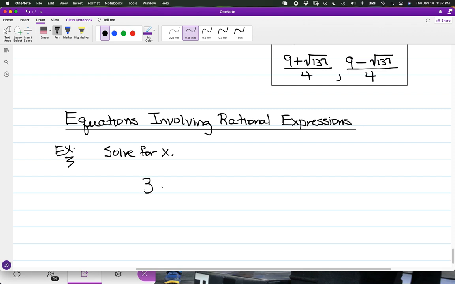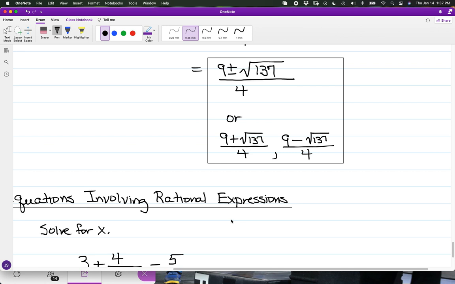Let's say we have 3 plus 4 over x plus 1 is equal to 5 over x.